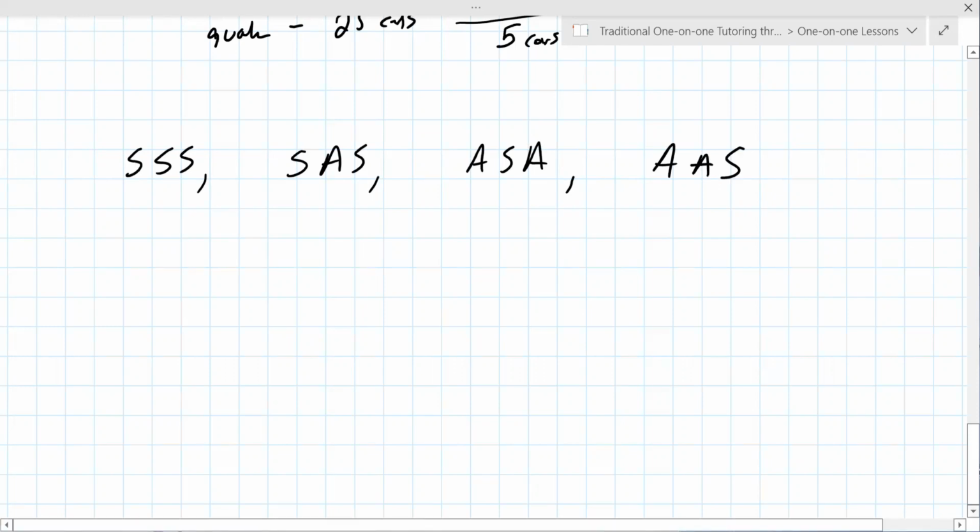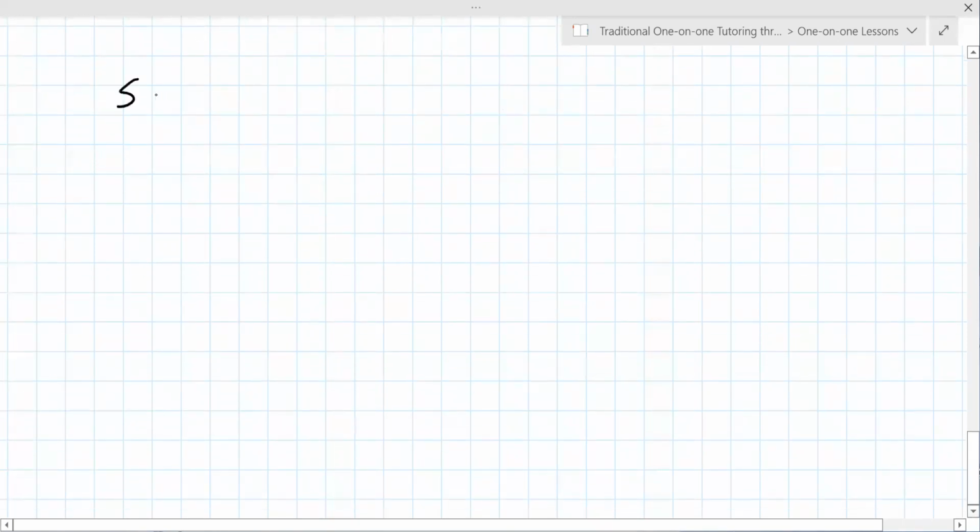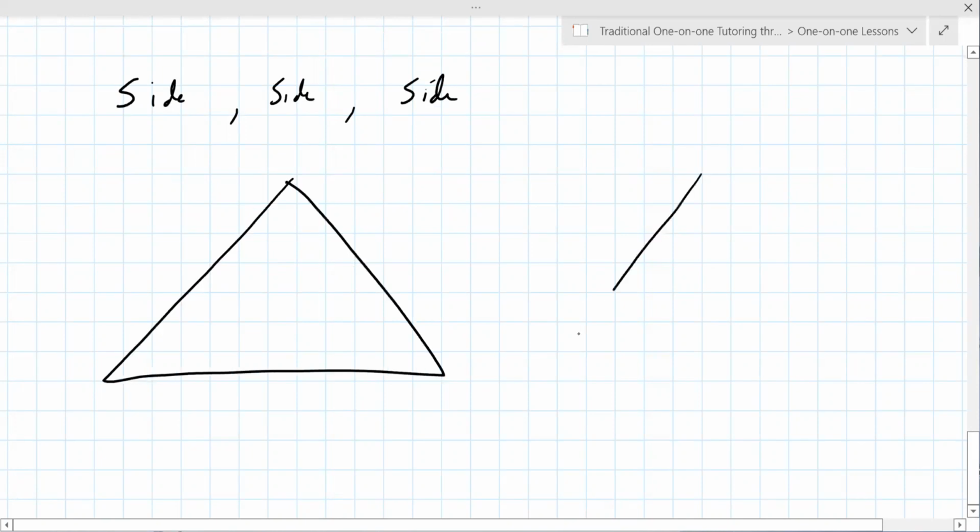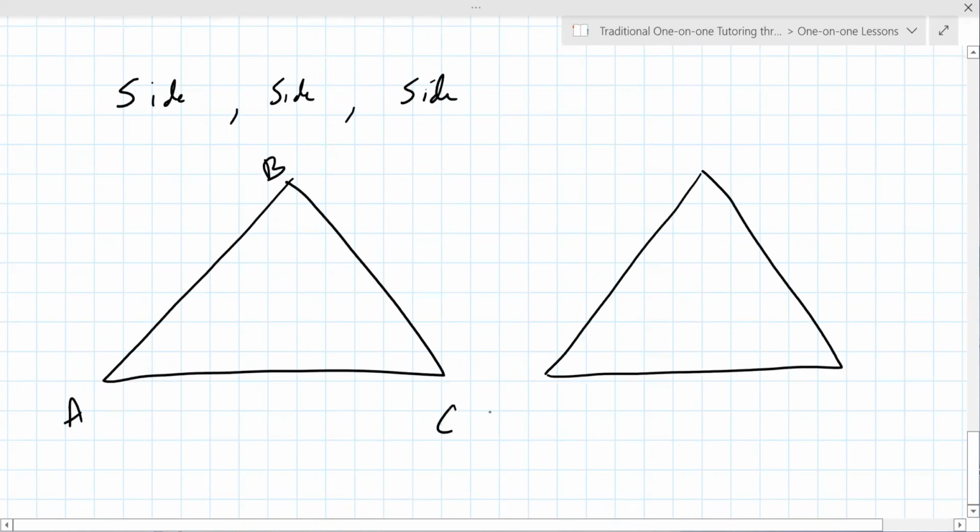Okay. So we're going to start with side-side-side. And I'm going to draw 2 triangles, but I'm going to label them A, B, C, and X, Y, Z. And I'm going to tell you that AB is congruent to XY. So this line right in the middle means that they're congruent.